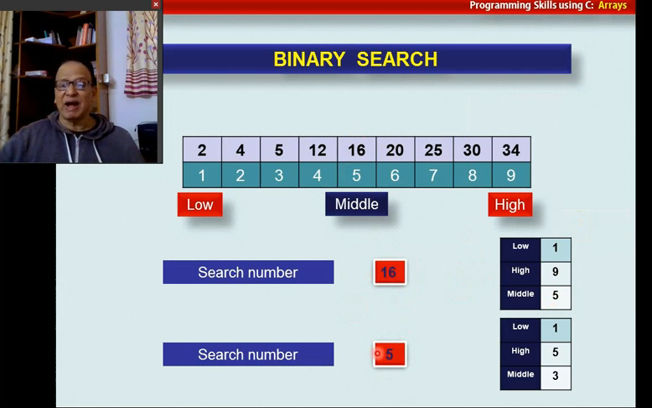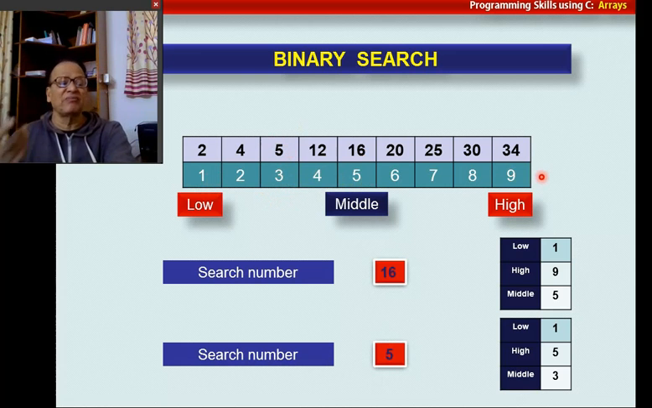Let us take this number 5. As you see, 5 is less than 16. Therefore, my low index remains as such. The high index is going to be 5. 5 plus 1 is equal to 6. 6 divided by 2 is equal to 3. And again, I ask, is a of 3 equal to 5? Yes. So I have found the number.